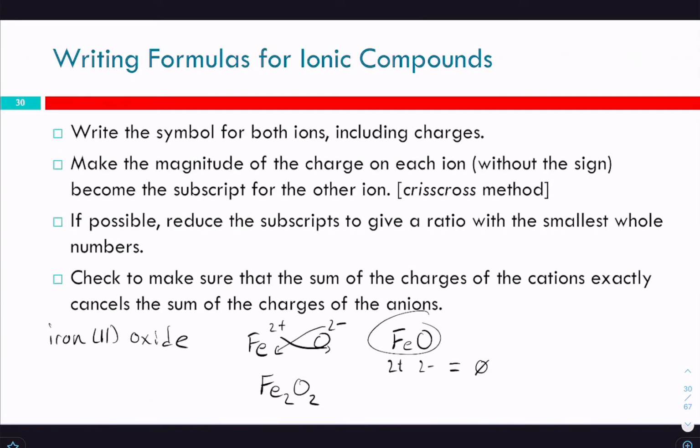So when you're writing those formulas, you're going to write the symbol for both of the ions, including their charges, and then you have to do this crisscross method, where you take the magnitude of the charge, so it's the number without the symbol, without the positive or negative, and make that the subscript for the other element. Right, so you swap them.